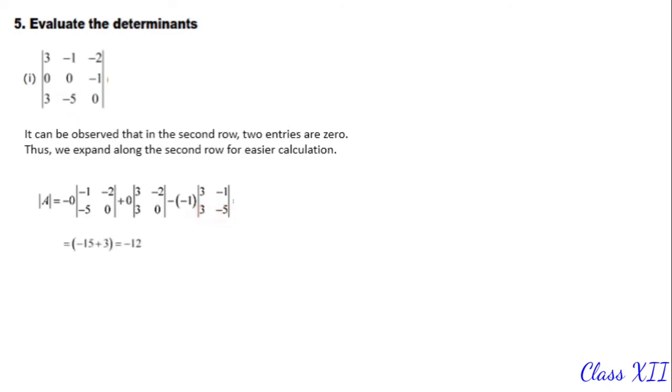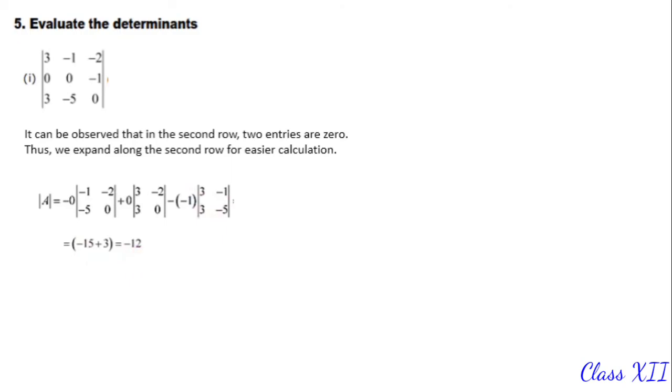So for the calculation, this is 0, this is 0, no need to bother. Then here minus into minus is plus, 3 into minus 5 is minus 15, minus 1 into 3, minus plus. So minus 15 plus 3 is equal to minus 12.